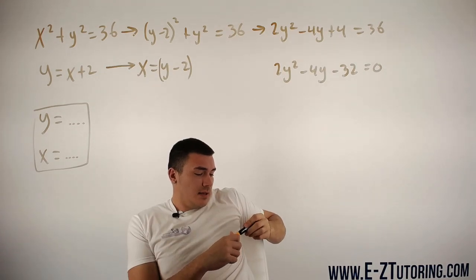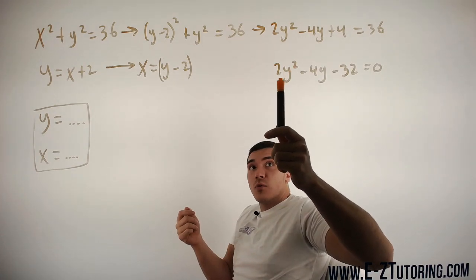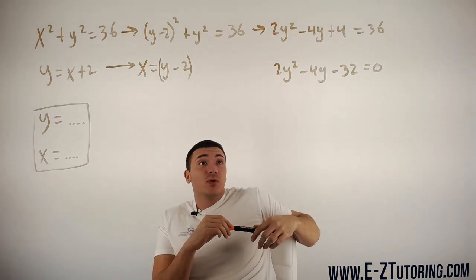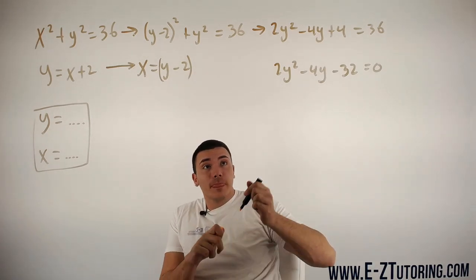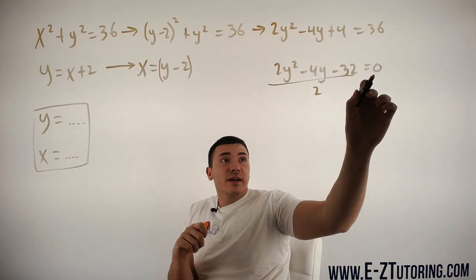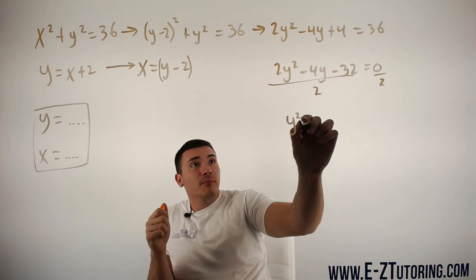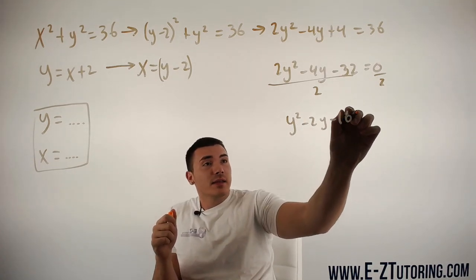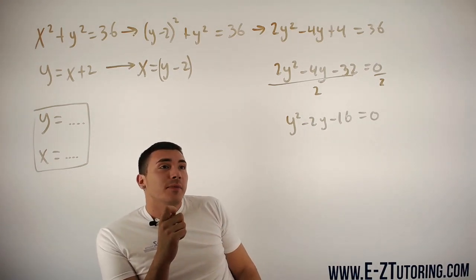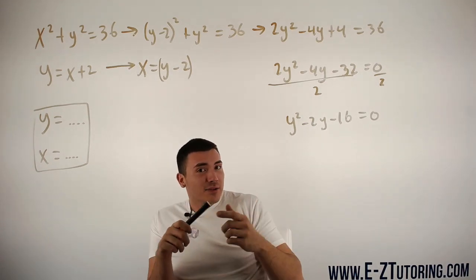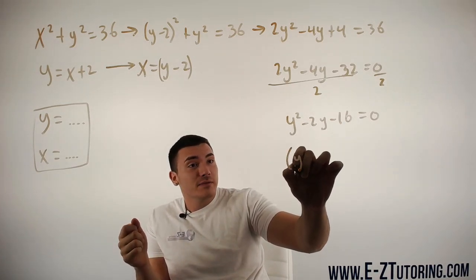Now when you're solving a quadratic, you usually don't want a number in front of your y squared. In this case, we have a 2. You usually want it to be a 1. So we can go ahead and divide by 2 everywhere. We can divide 0 by 2, and it will still remain 0. So we get y squared minus 2y minus 16 equals 0. Now we want to factor this, because this is a simple quadratic with a leading coefficient of 1. So this is very easy to factor now.